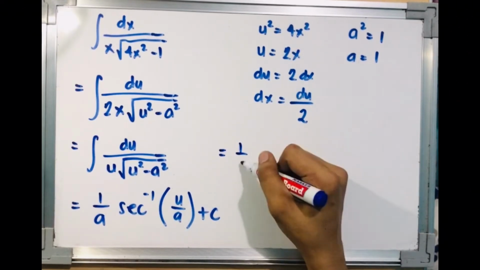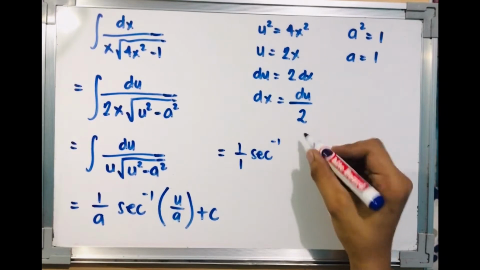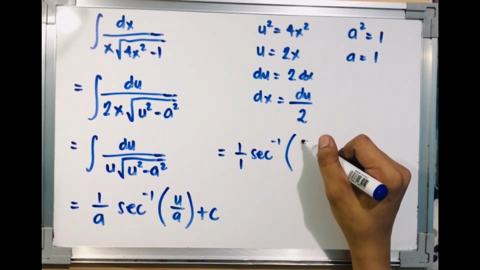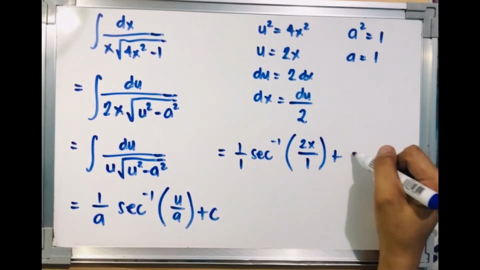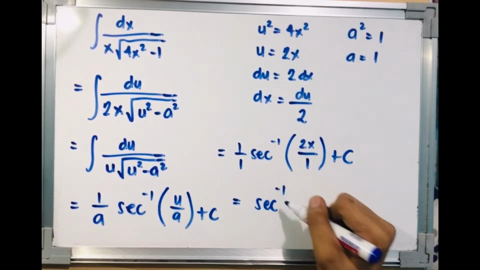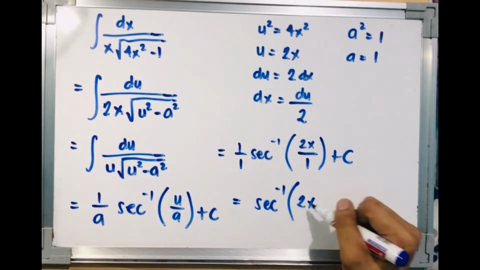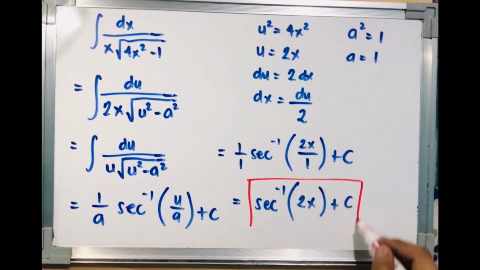And our final answer for this problem is, what's my a? That's 1. Secant to the negative 1. What's my u? That's 2x. My a is 1 plus c. So, rewriting the final answer, that's only secant or arc secant of 2x plus c. So, this is the final answer on this problem. Now, let's head on to our next problem.